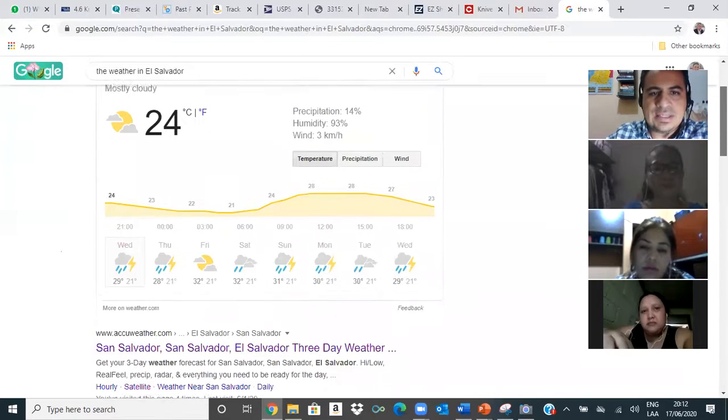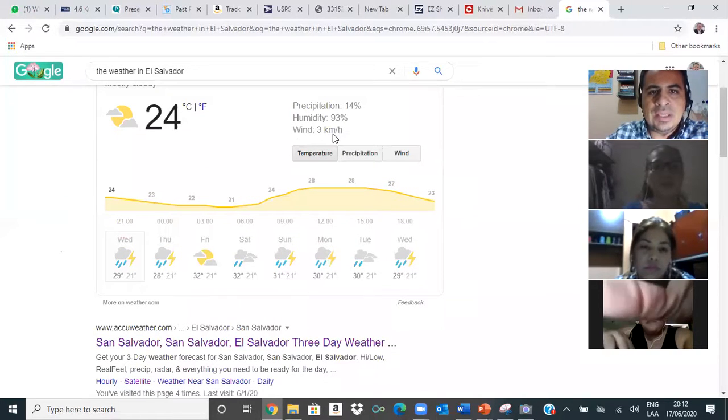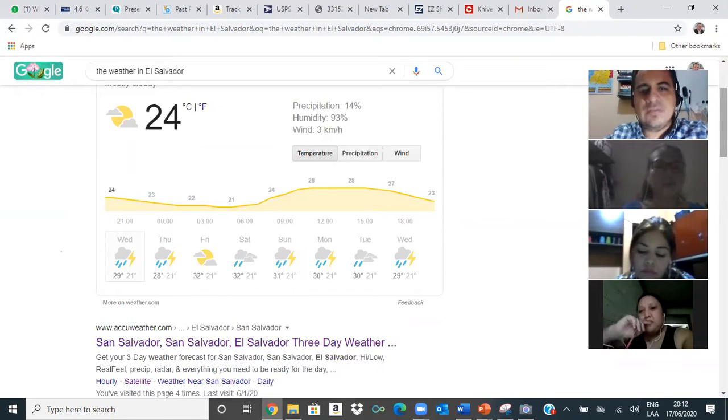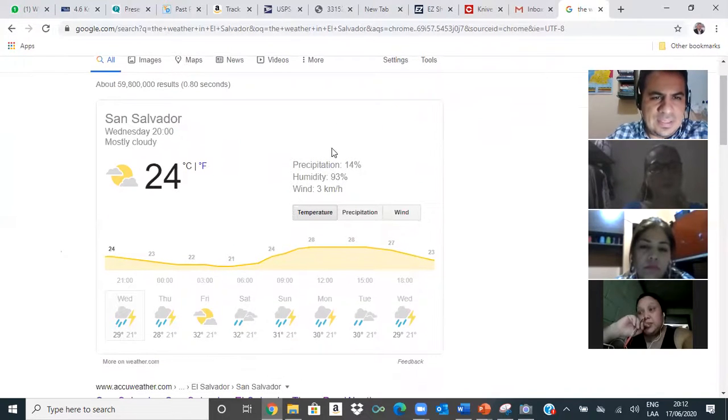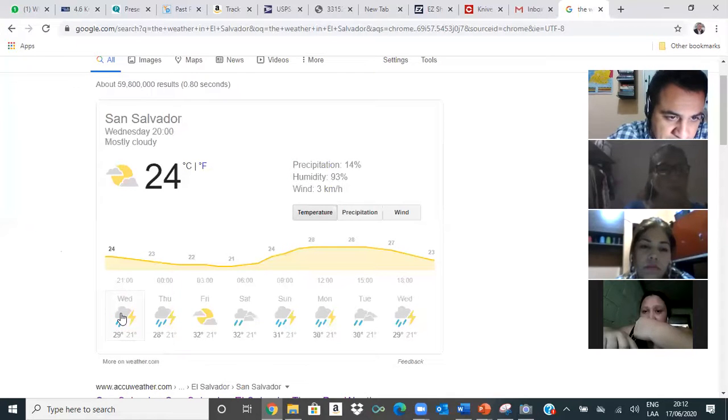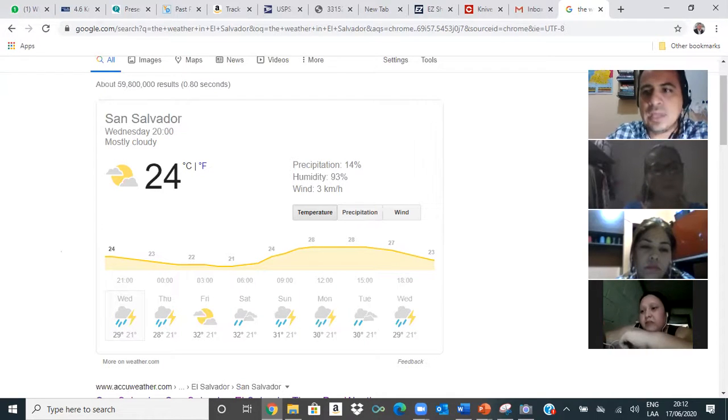Okay, wind, viento, 3 kilometers per hour. Per hour. All right, very good. So you can see the weather. Looking at this weather here in El Salvador, okay? And then puedo ver aquí que ahora miércoles estuvo lloviendo. You can see this information here, okay?